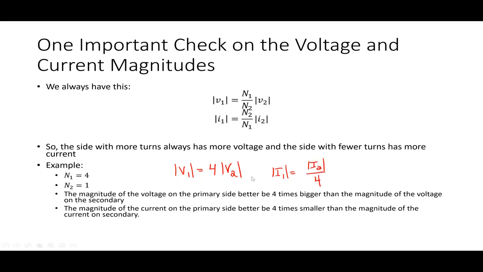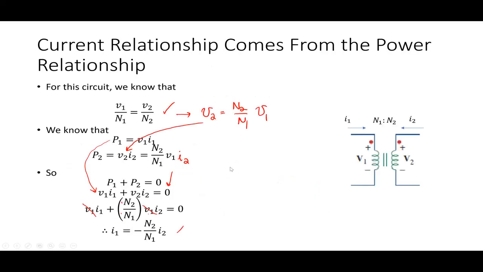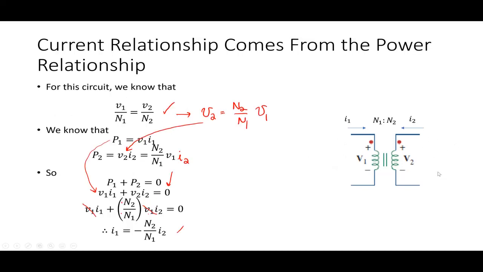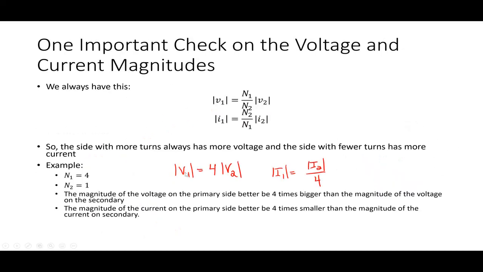That kind of makes sense, right? If power is conserved, what we said here was the power flowing into this side is equal to the power flowing out of this side. It better be the case that the voltage is bigger on one side and the current is smaller on that same side. Okay? So if I looked at the secondary side, you'd see that the voltage is smaller and the current is bigger. Okay? And the relationship's always going to be like that.